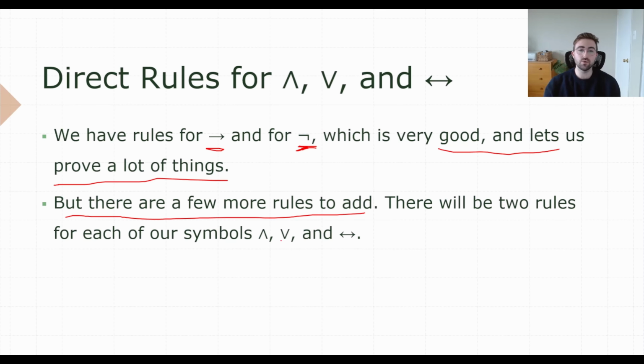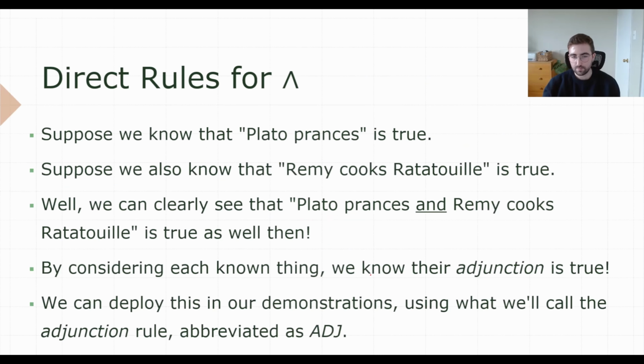There's going to be two rules for each of these symbols, but I promise they aren't very hard to wrap your head around. It sounds like a lot to do two for each of these, but it's not, and they'll make pretty good sense, I think. Okay, so let's start with our new rules for the and symbol. Our new direct derivation rules for the and symbol.